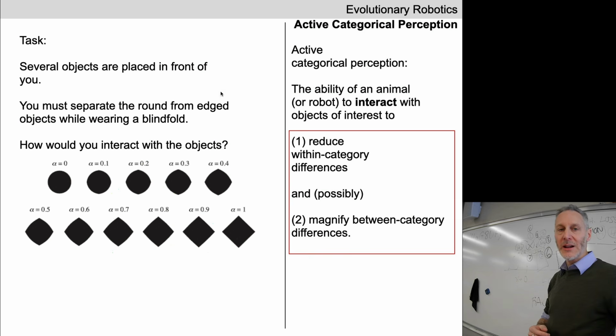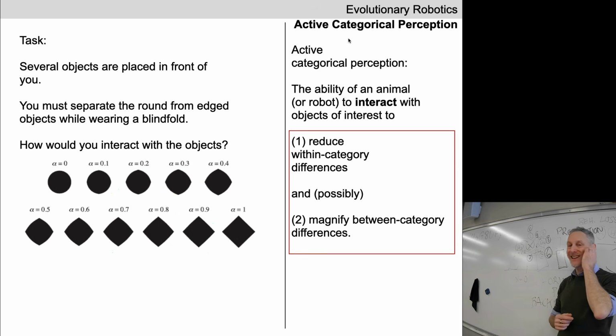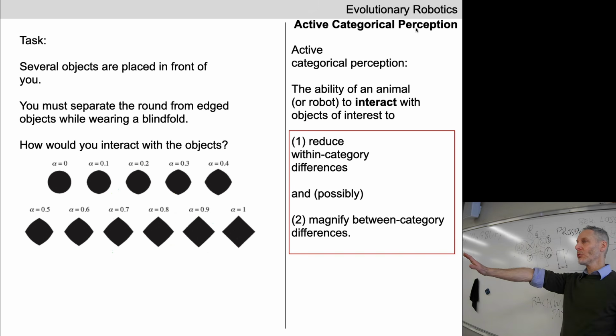I mentioned you spent a lot of time learning to do this when you were a kid. It's known in psychology as active categorical perception. So perception, sensing that some of these objects are rollable and some are not. Active, meaning we're not sitting at a distance and looking at the object from a distance. We're actively perceiving. We act on the world and perceive the sensory repercussions.